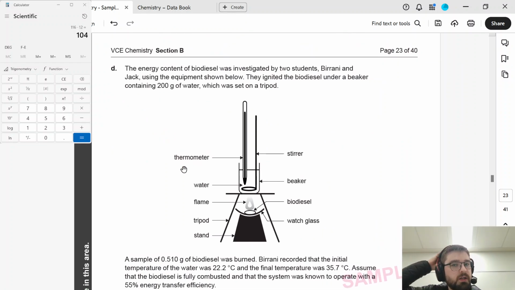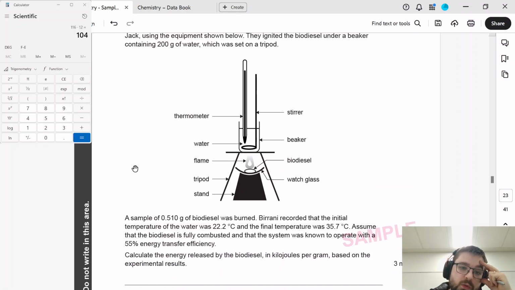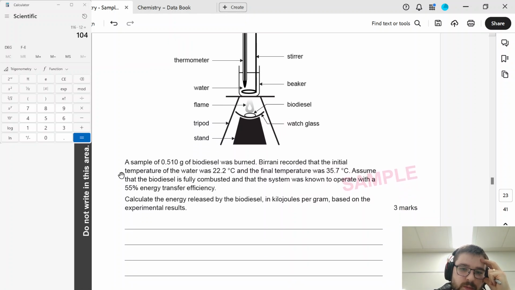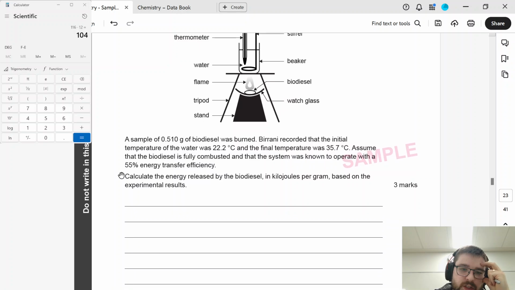The energy content of biodiesel was investigated by 2 students, Barani and Jack, using the equipment shown below. They ignited the biodiesel under a beaker containing 200 grams of water, which is set on a tripod. 0.51 grams of biodiesel was burned. Barani recorded that the initial temperature of the water was 22.2 degrees Celsius and the final temperature was 35.7 degrees Celsius. Assume that the biodiesel is fully combusted and the system was known to operate with a 55% energy transfer efficiency. Calculate the energy released by the biodiesel in kilojoules per gram based on the experimental results.